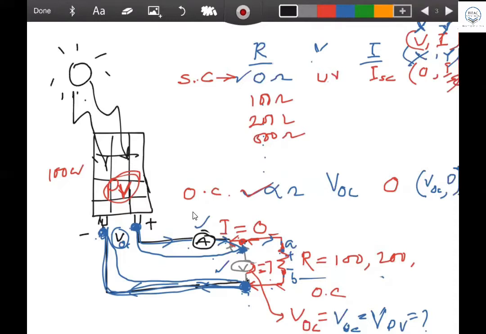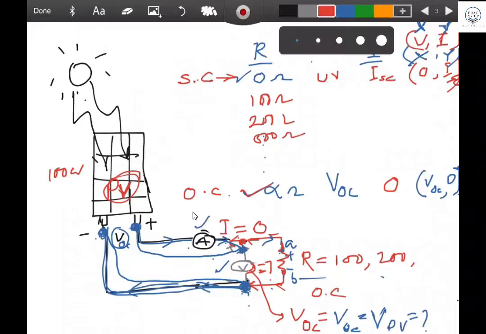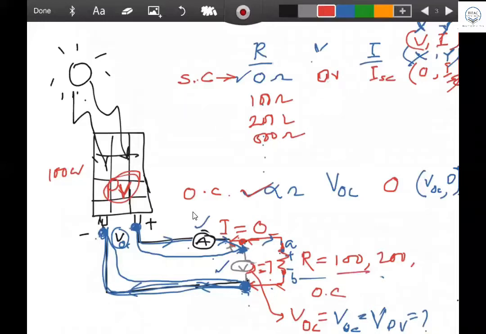Now let's come back to the point. It's a 100 ohm resistor, 200 ohm. What is the answer? The answer is none of them are 0, because if you put a 100 ohm resistor here, the current cannot be 0. Some current will be flowing, right? Do you understand it?